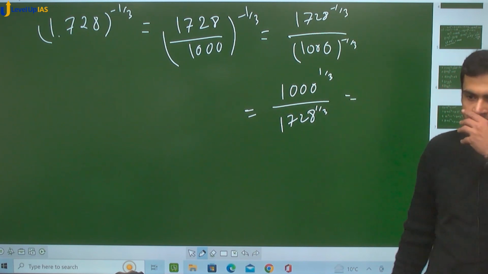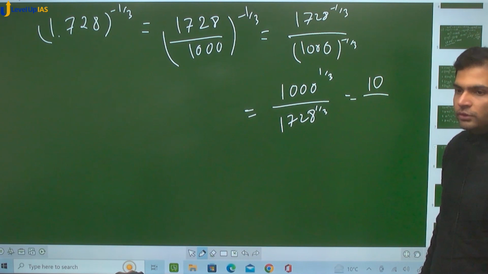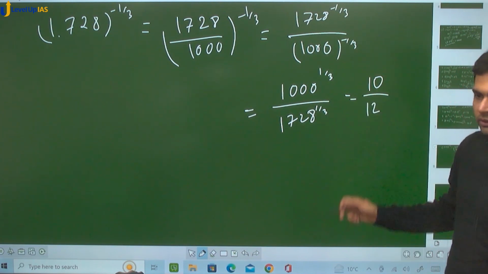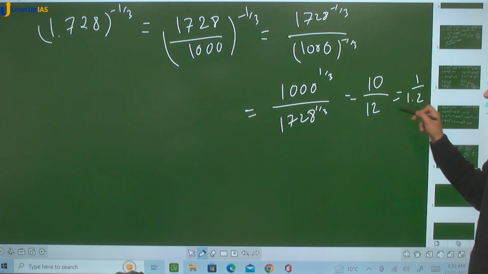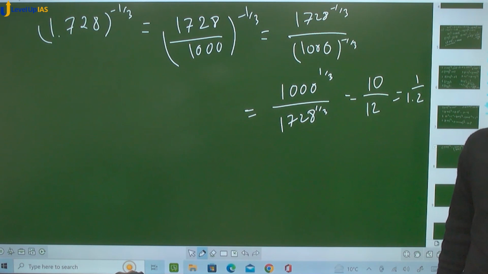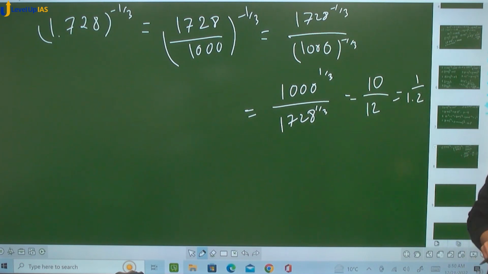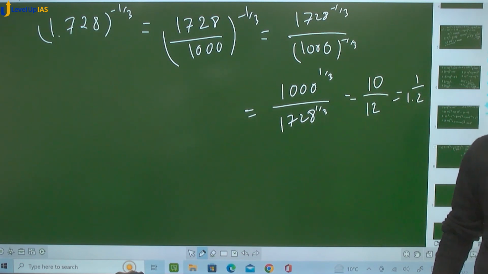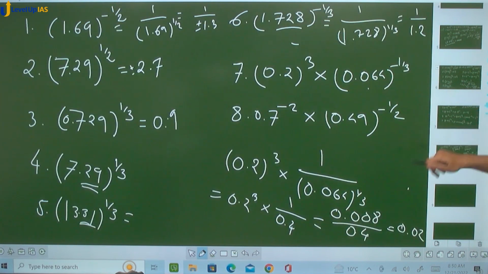What is the cube root of 1000? 10. Cube root of 1728. That was the answer. We got divided by 10, both numerator and denominator. Right? Cube root of 1000 is 10. This particular thing.